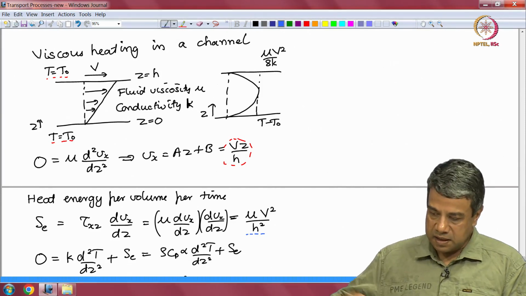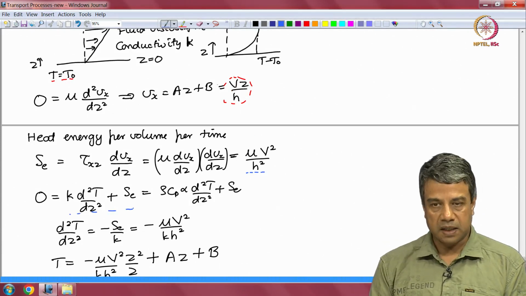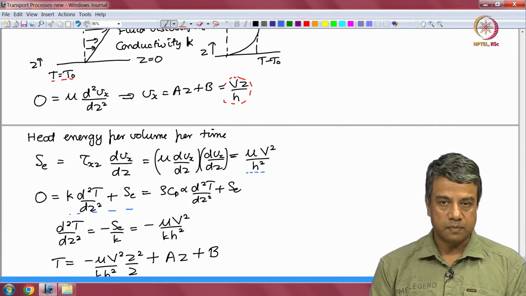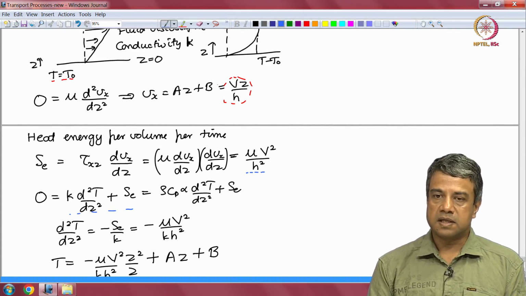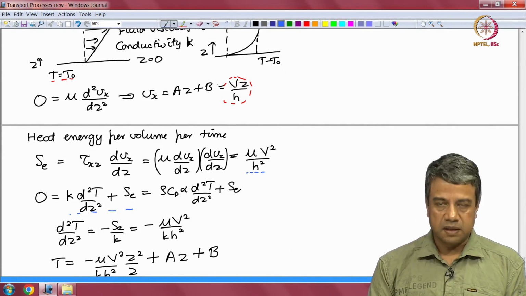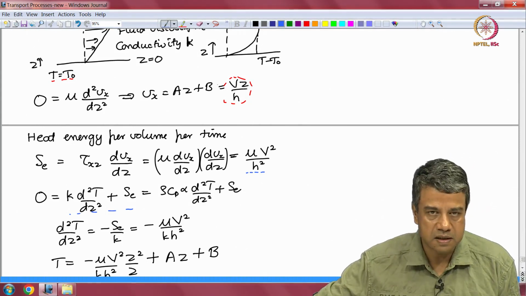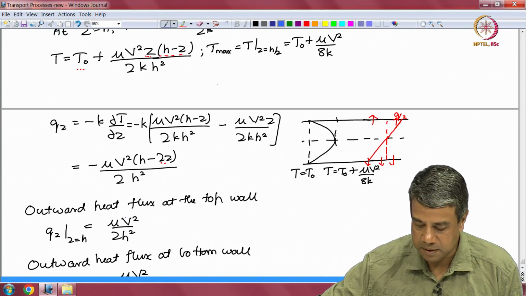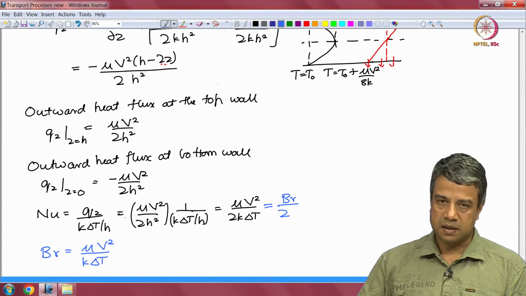In this case, since the second derivative of the temperature is proportional to the negative of the source, the temperature becomes a quadratic function of the position z. When there was no source, it was a linear function. In this case, there is a constant source, it is a quadratic function. Okay. And this is how we determined what is the temperature field due to this thermal source, and from that we had calculated a relationship between the Nusselt number and the Brinkmann number.